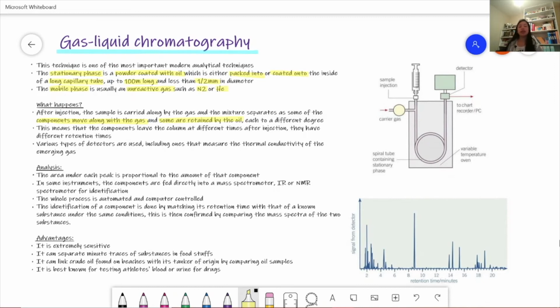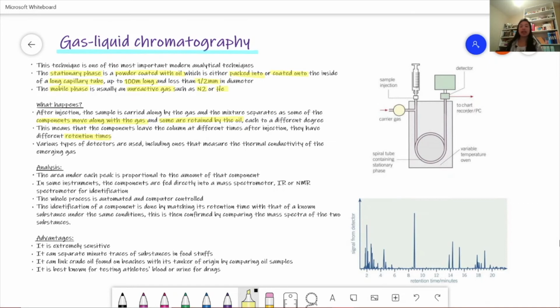And this means that the components leave the column at different times after injection, and so they have different retention times. So with gas chromatography, instead of working out RF values for the different components, we actually use retention times to identify them. And so the components which leave with a quicker time are the ones which have a higher affinity for this mobile phase. And so they move along with the gas, and so they exit first, compared to the components which have a higher affinity for the stationary phase, so the oil, the powder coated with oil. And so they get left behind a little bit, and so they'll exit at a later time.